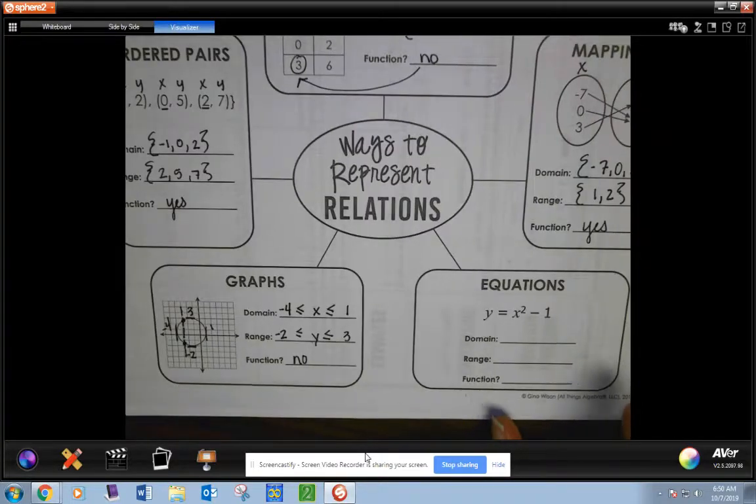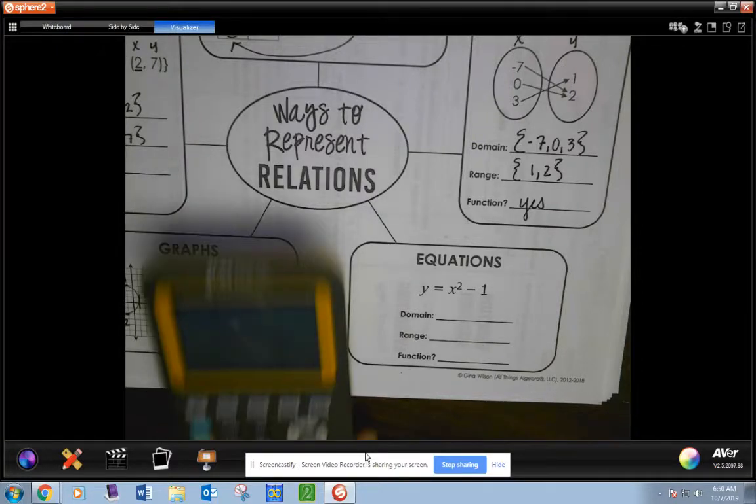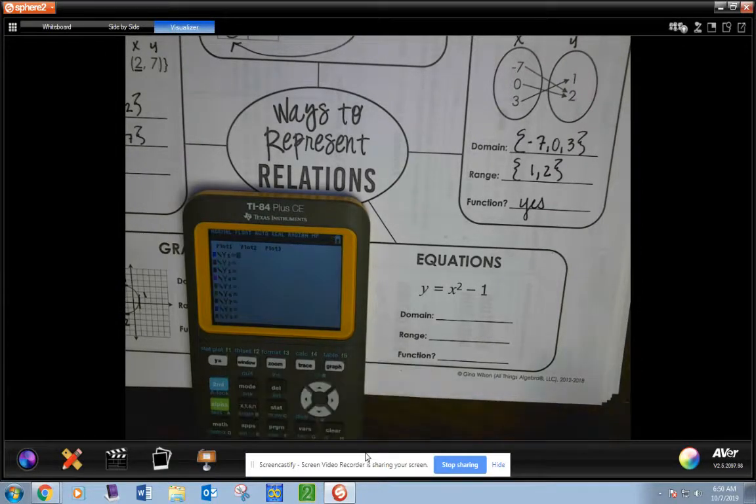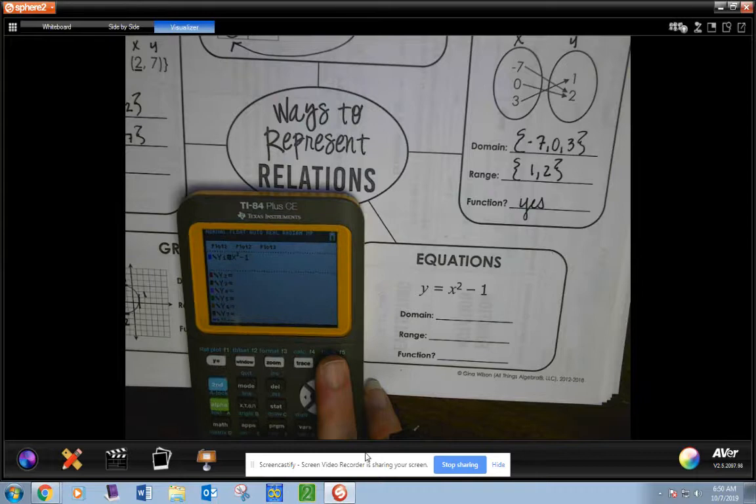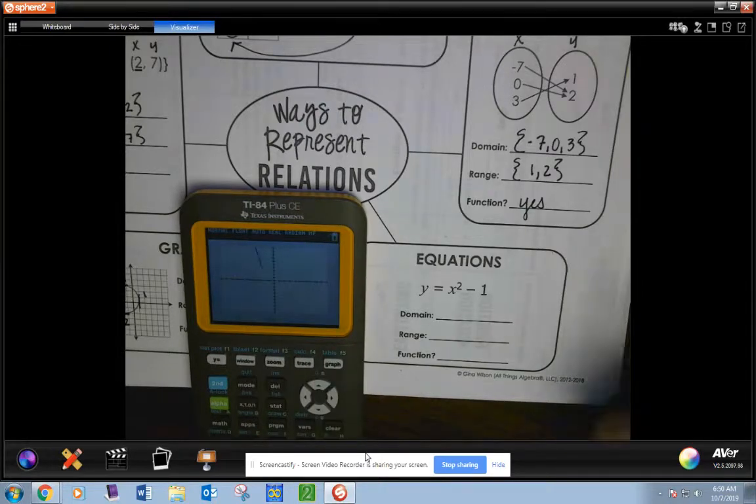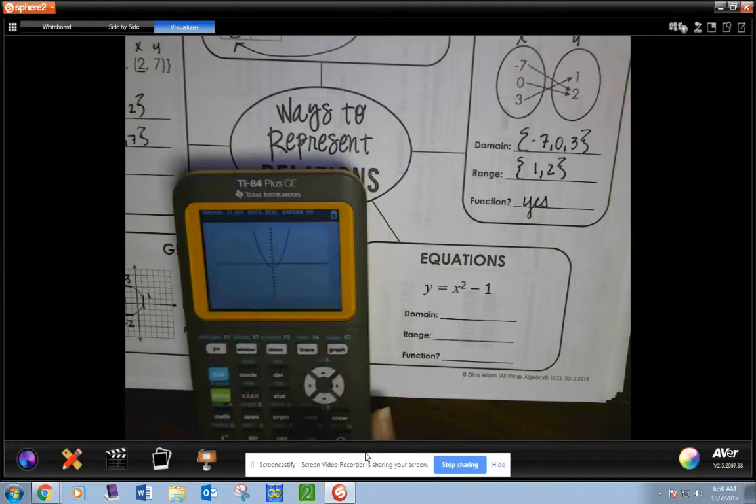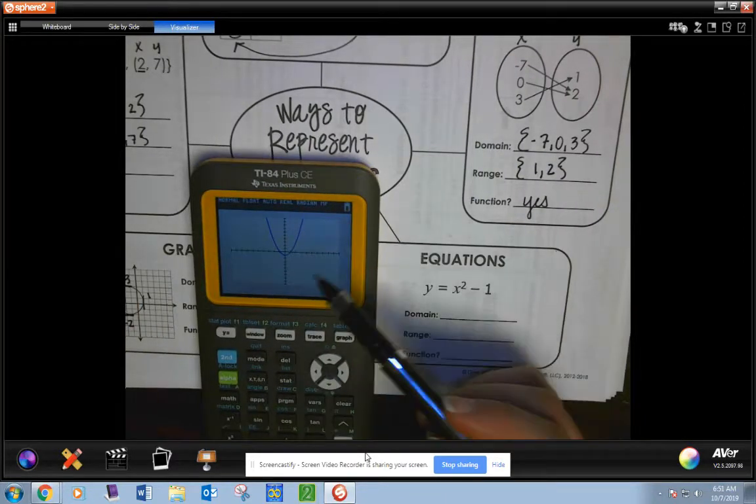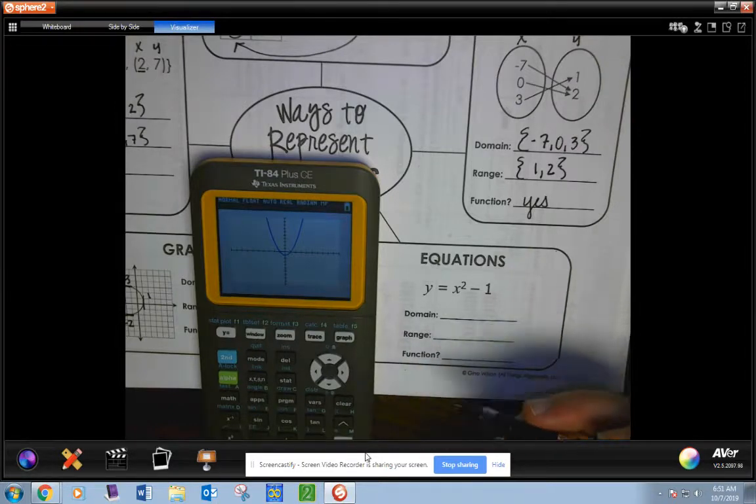Okay, for the last one, you're just going to use your calculator. So you have y equals x squared minus 1. We're going to come in here, do y equals, type in x squared minus 1, and then just hit graph. Now this problem looks exactly like this problem over here. We just changed the equation to a graph. Once you do that, you can figure out your domain and range. You just have to use the calculator to do it.